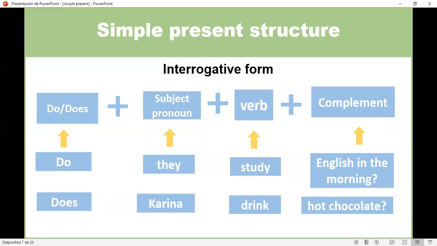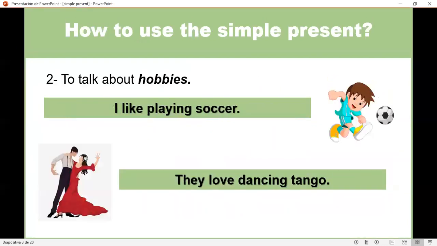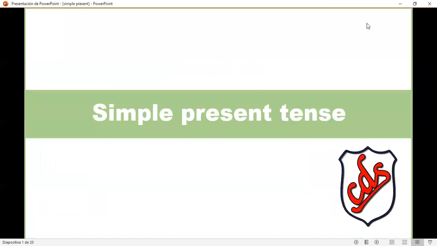And what about the interrogative form? For interrogative form, we use do or does, that is the auxiliary verb. Then we use the subject pronouns. After that, we add the verb, and at the end, we use the complement plus the question mark. Usamos el signo de pregunta. Eso no se debe de olvidar. Okay? Good. So now let's see one more time the examples.